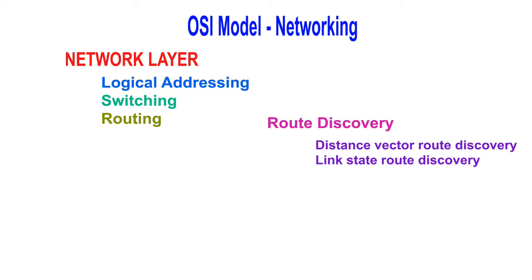Distance vector route discovery. Distance vector routers compile and send RITs to all routers on their segment. Each router builds its own table and updates continuously from its neighbor.